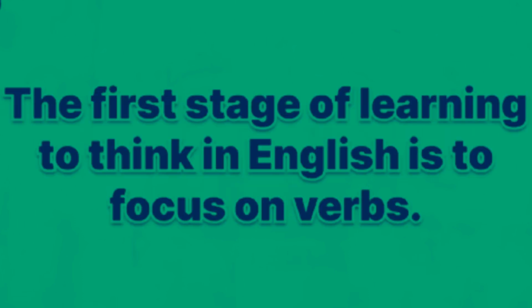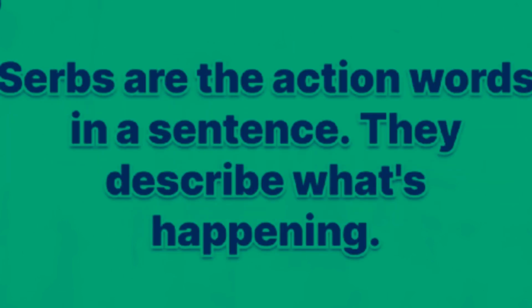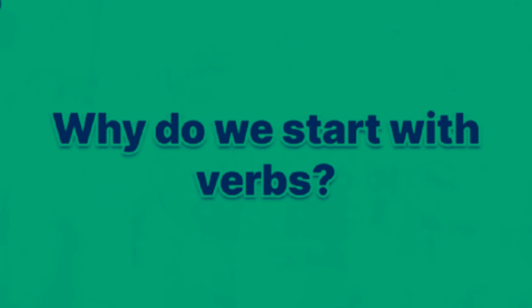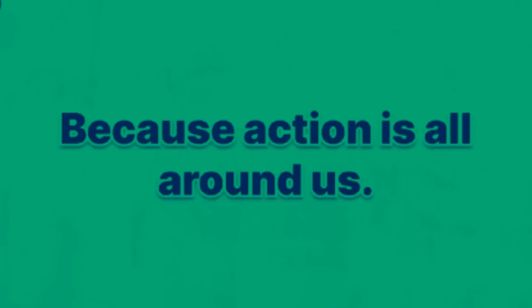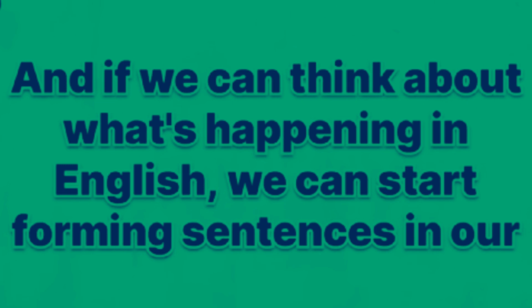The first stage of learning to think in English is to focus on verbs. Verbs are the action words in a sentence. They describe what's happening. Why do we start with verbs? Because action is all around us. And if we can think about what's happening in English, we can start forming sentences in our heads more quickly. Let's take an example.